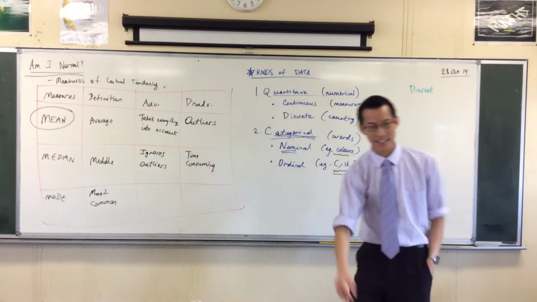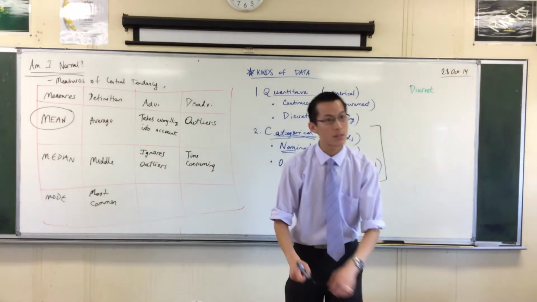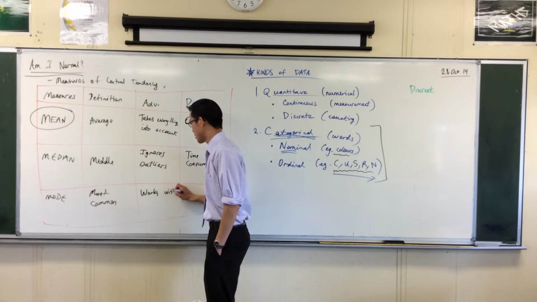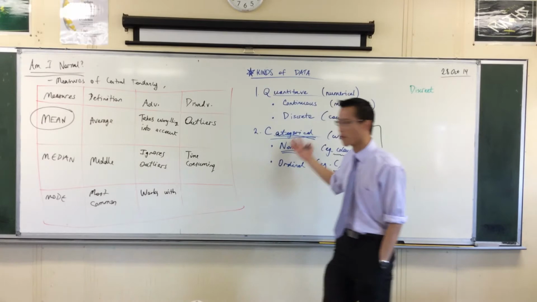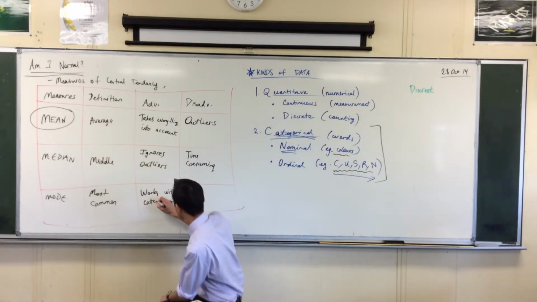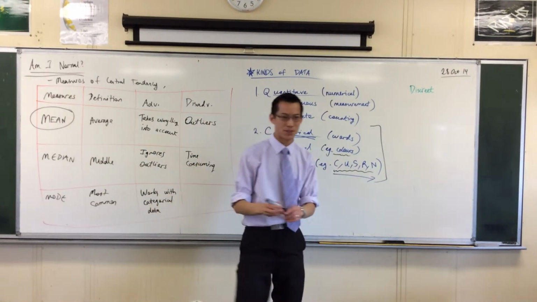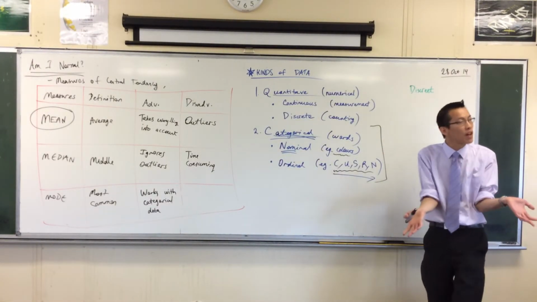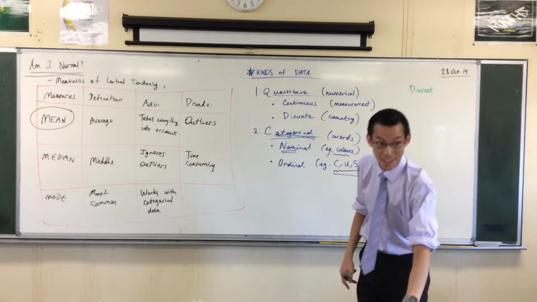So when you've got words, you have no choice really but to use the mode. So the key advantage of the mode is that it works with categorical data, whereas you cannot really effectively use the mean or the median if you have words for your data. The average favorite color is what, grey? That's not very meaningful, is it?